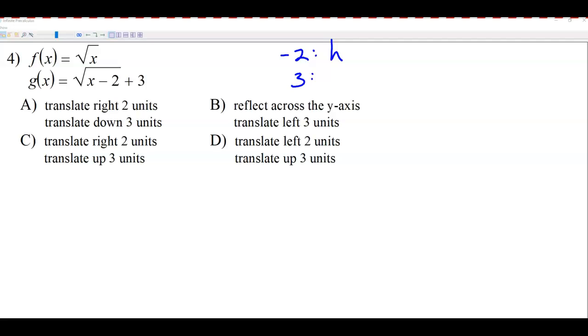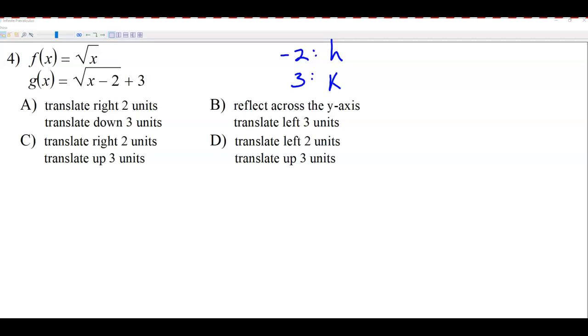Miles, what did you guys think about the 3? What letter? No, because it's outside the parentheses. H is inside, so it's the K. Good. All right. Let's get our transformations down.